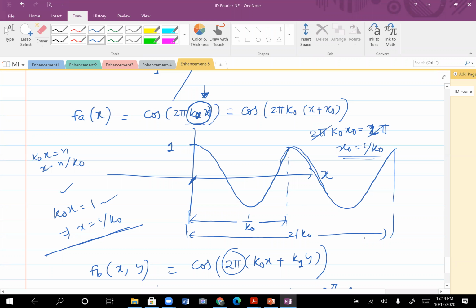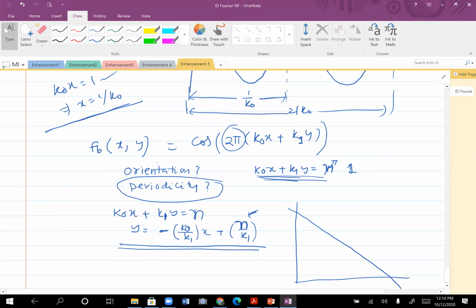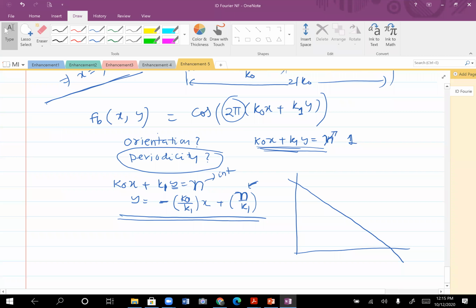In the similar way, k naught x plus k1 y equal to n, where n is an integer, and then your y will be equal to minus k naught by k1 into x plus n by k1. Is that fine? Is everybody with me? Yes, okay, good. So now this is, for example, your x, this is your y.